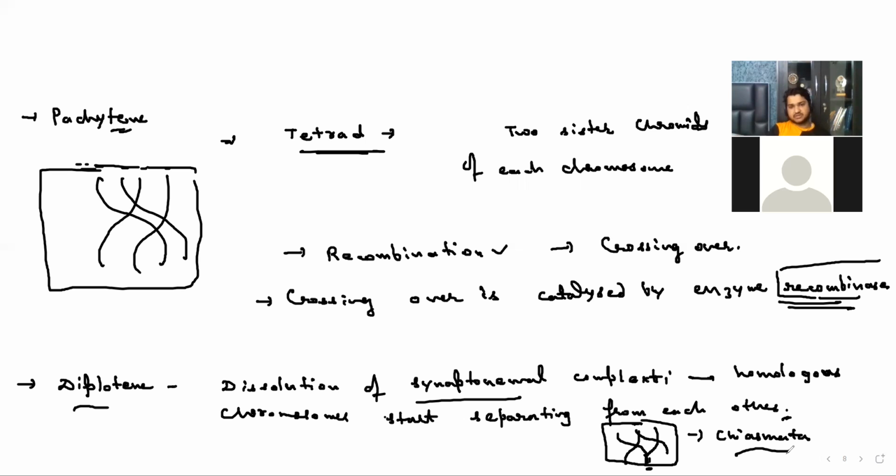How do you spell chiasmata? Whatever that is, I wrote it here. Actually, a question will be asked: where will you see the chiasmata? It is diplotene. Where will you see crossing over, where recombination is taking place? Pachytene. Where will you see the synaptonemal complex? Zygotene.